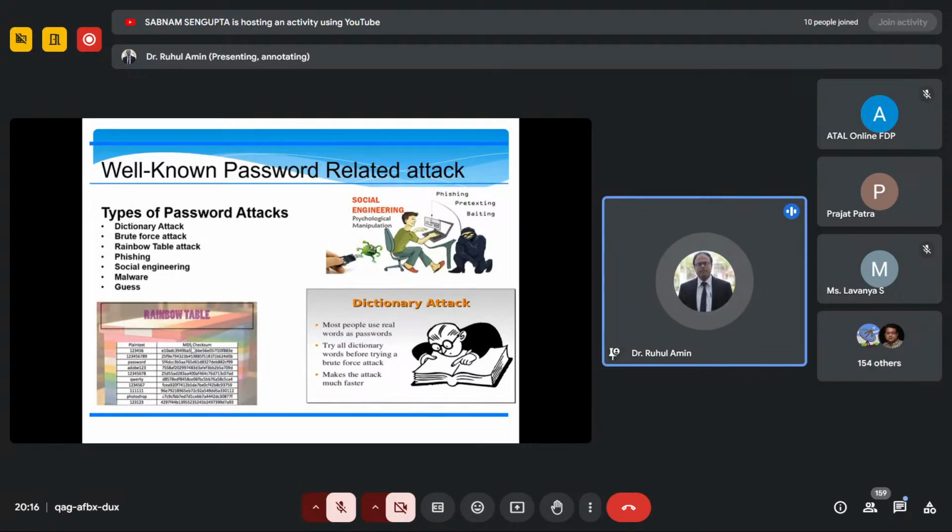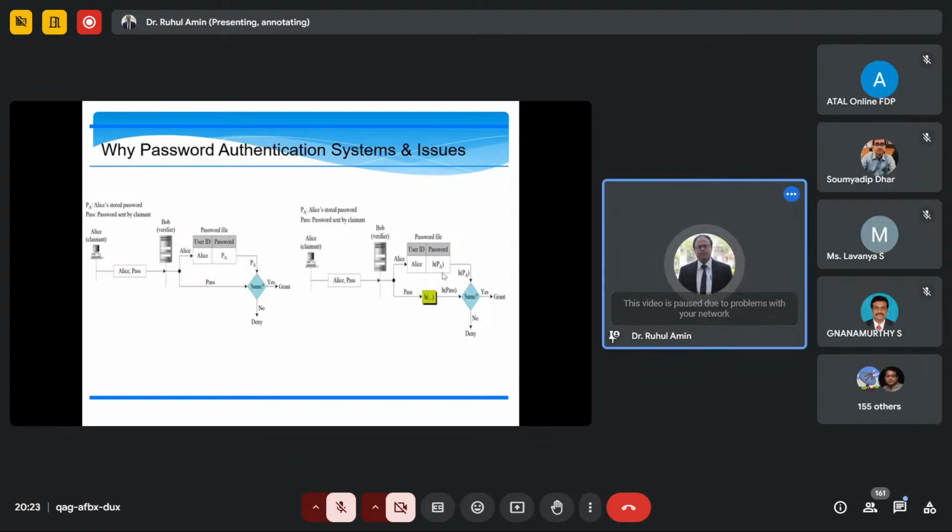Rainbow table, there is a rainbow table attack. In this rainbow table there is some plain text and some MD5, that means some hash value. Can you find the password? Bob cannot find the password because that password has been stored in the form of a hash value. So from that hash value, Bob or any attacker cannot find the original value, right? So here it is providing one solution to protect the password.